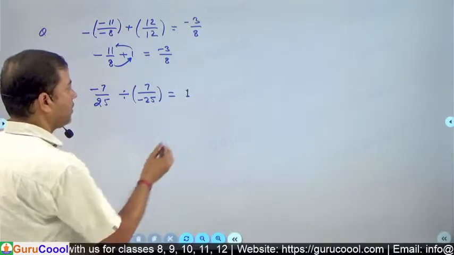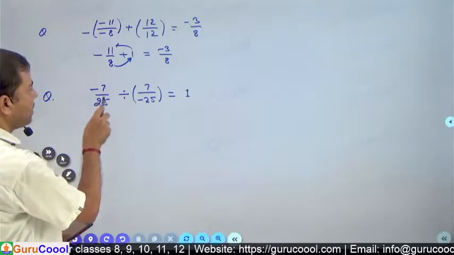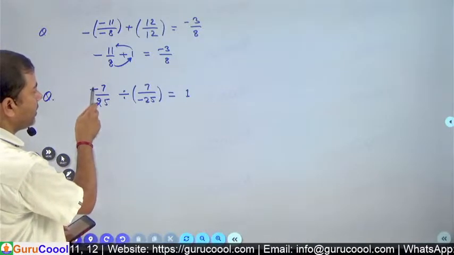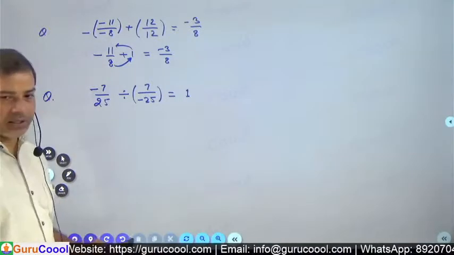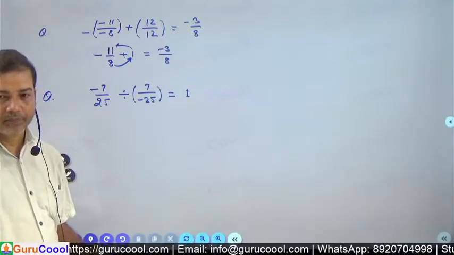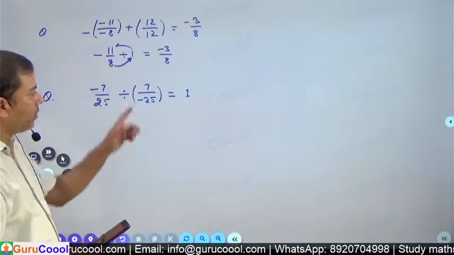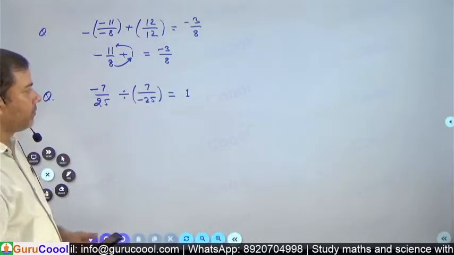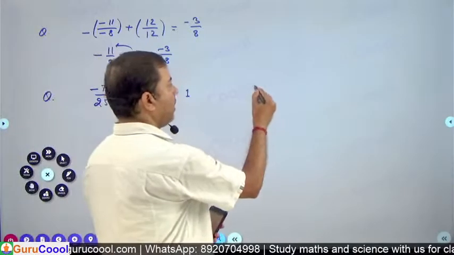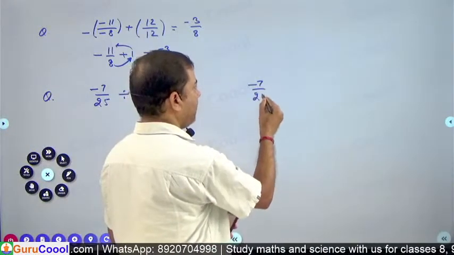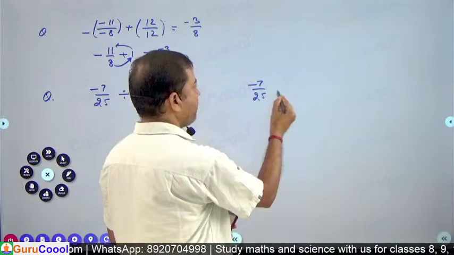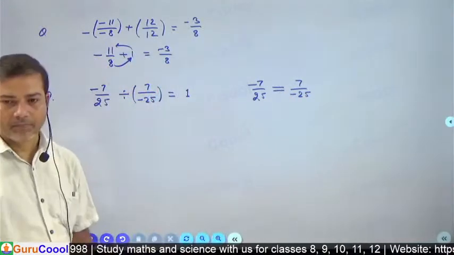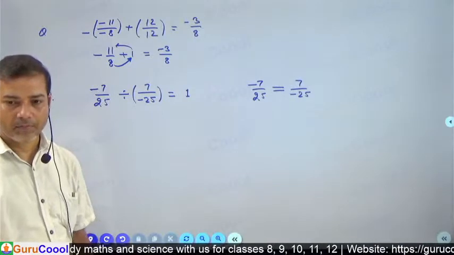Because what we see, both the numbers are same. Keeping minus in the numerator or denominator doesn't matter. They are same. Here also you can remove minus from denominator and take it to the numerator. Minus 7 by 25 and 7 by minus 25. Both are exactly same.